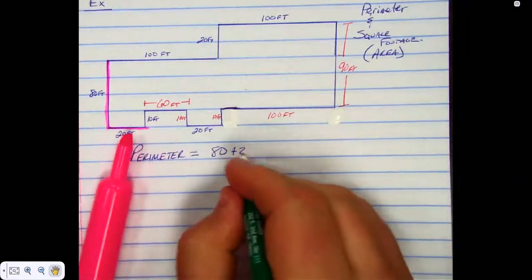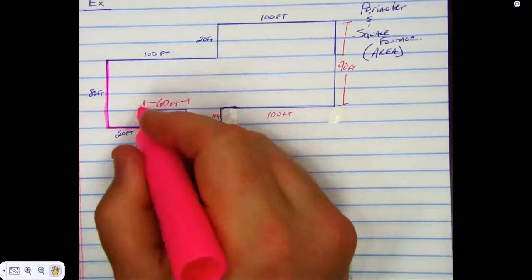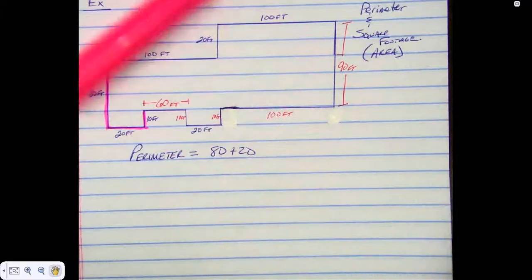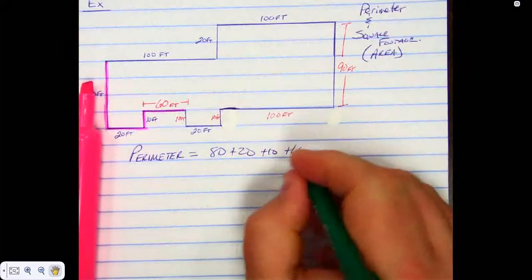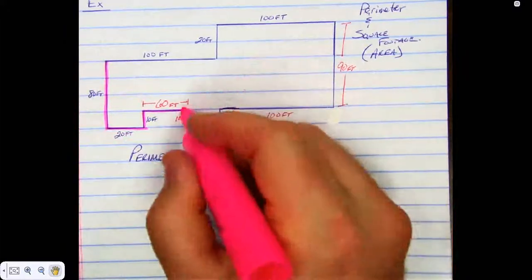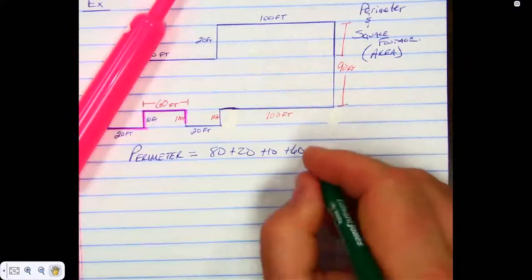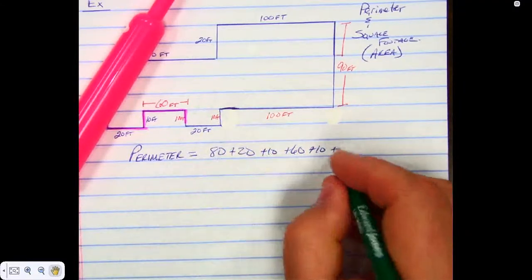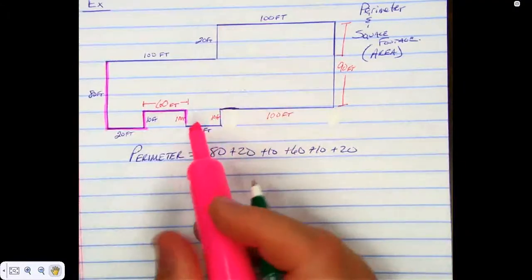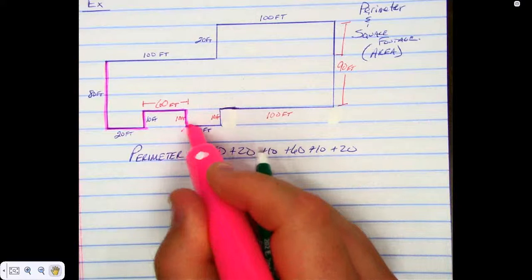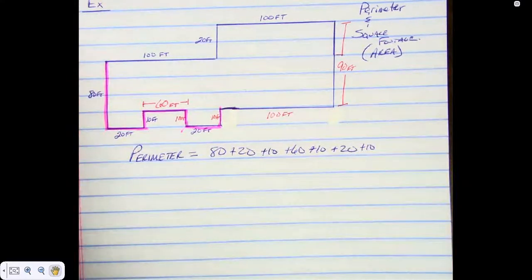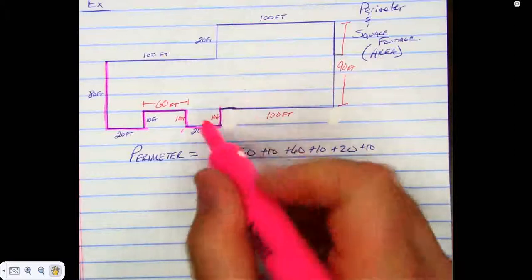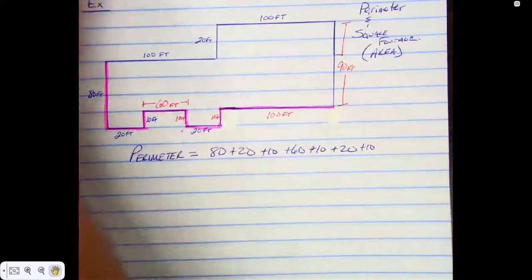So plus what? Then I walk to here. So plus what? Then I walk to here, 60. Another 10. Then I walk down to here. Plus 10. Another 20. Then plus 20. Then what's the next part? Another 10. It's tedious, but then from here to here is another what? 100.